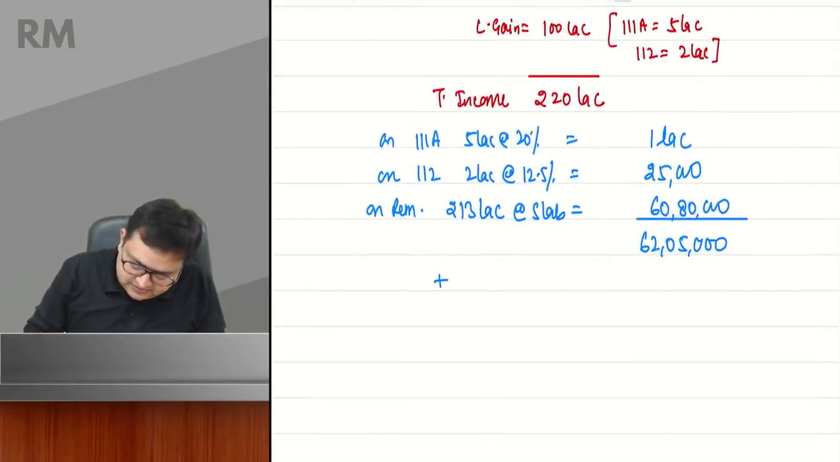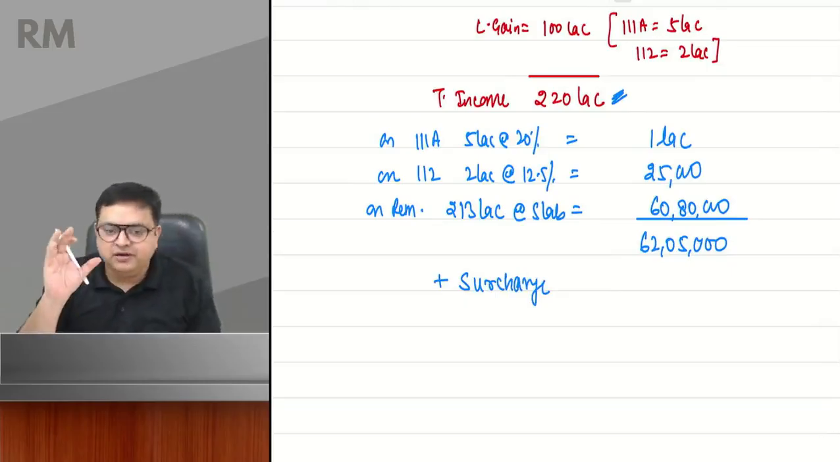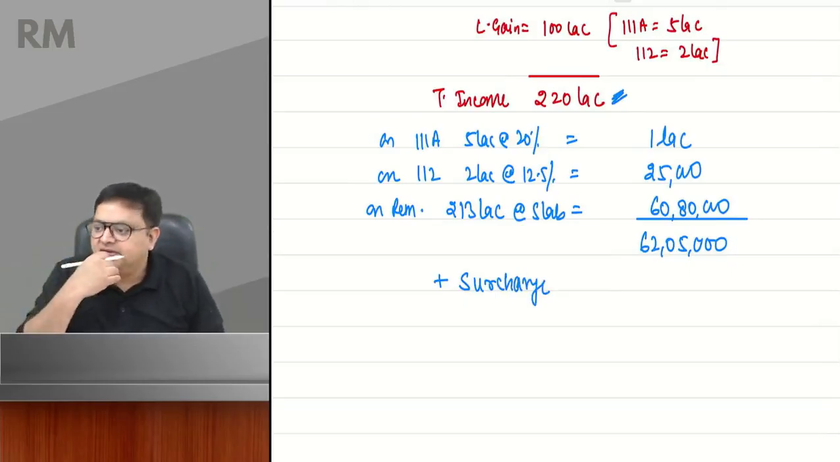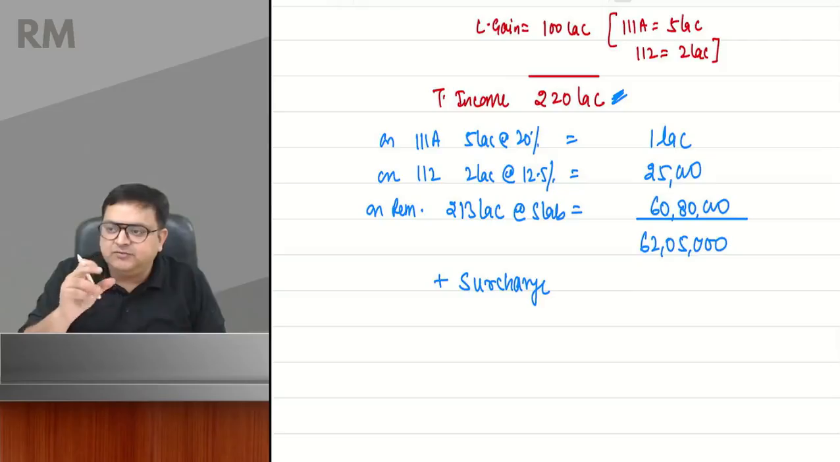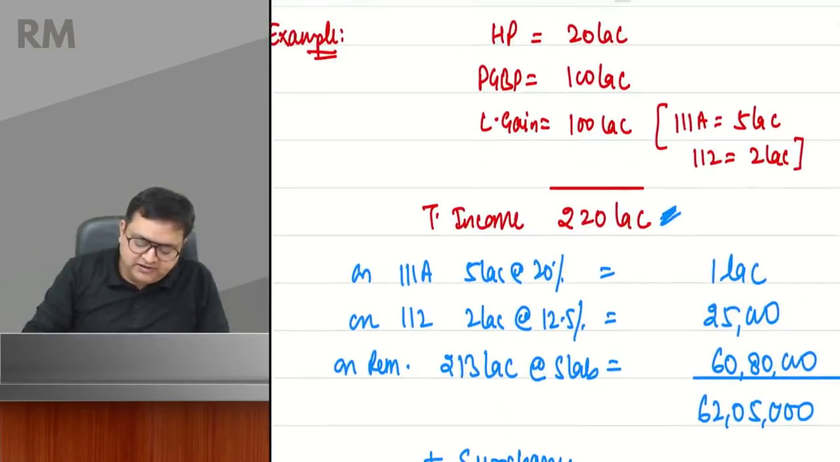plus surcharge. See, income is more than 2 crores. Tell me in which level. In default regime, we have levels 1, 2, 3. 25% level, third level. Guys, is he in the third level? You have to check. Please don't look at his total income.